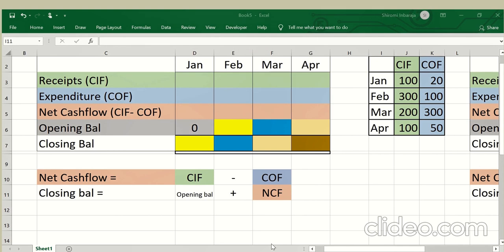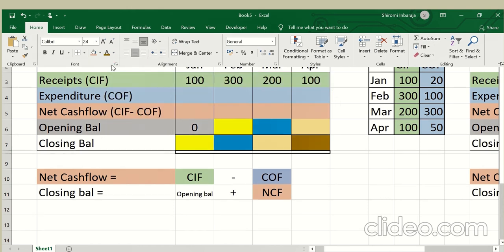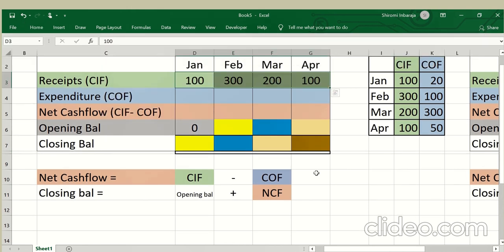Now let's look at an example of a cash flow forecast. You can see some information of cash inflows and outflows. In green, cash inflows, and in blue, cash outflows. Let's insert this information into a cash flow forecast given over here. Now, I'm going to enter all the cash inflows for Jan, Feb, March and April. Now let's enter all the cash outflows.